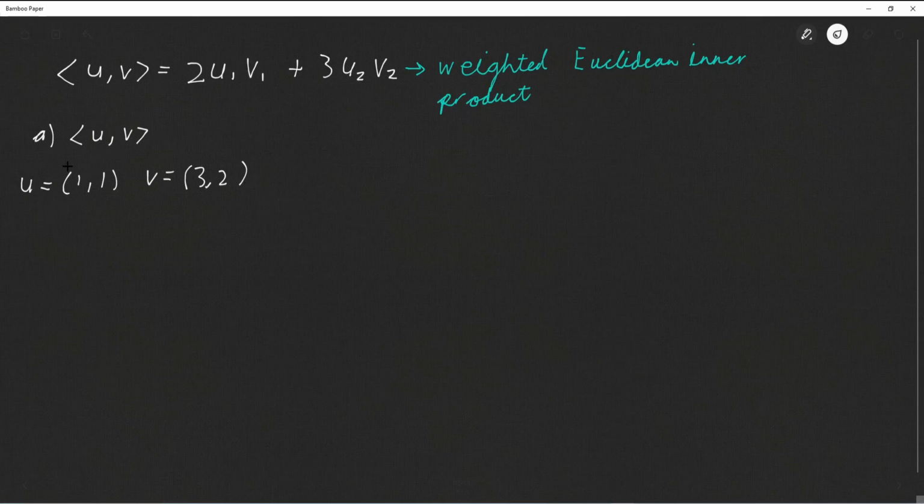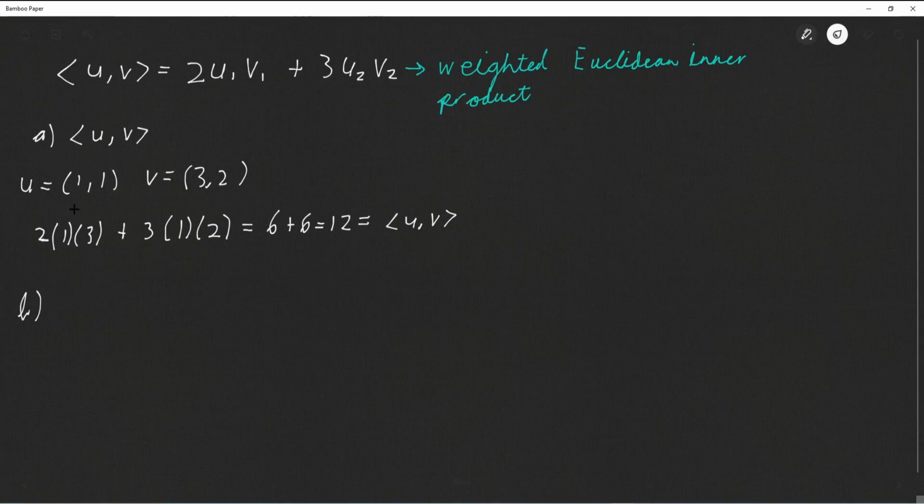So what this means is we're just going to have our 2 out front, and we're just going to plug in our numbers. So it's going to be 2 multiplied by our first term of u, which is our 1, multiplied by our first term of v, which is 3. And now we want to add 3 times the second term of u, which is 1, multiplied by the second term of v, which is 2. So this will get us 6 plus 6, giving us 12, which is equal to our inner product of u and v with this specific weighted Euclidean inner product.